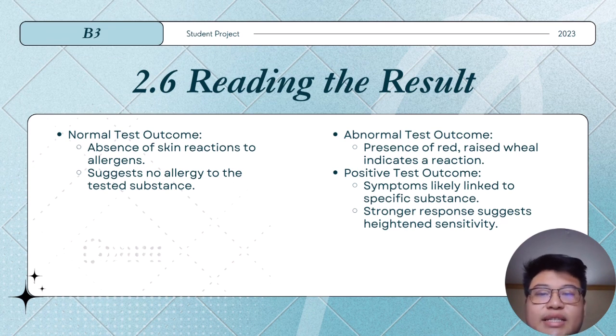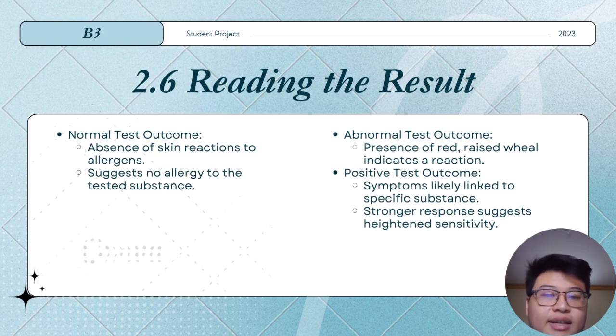So, for the result, there are 2 outcomes. The first outcome is normal test outcome or negative test outcome, and the next is abnormal test outcome or positive test outcome. If the test is classified as normal, the skin will show no reaction to allergens. So we will see absence of skin reaction to allergens, and it means no allergy to the test substances.